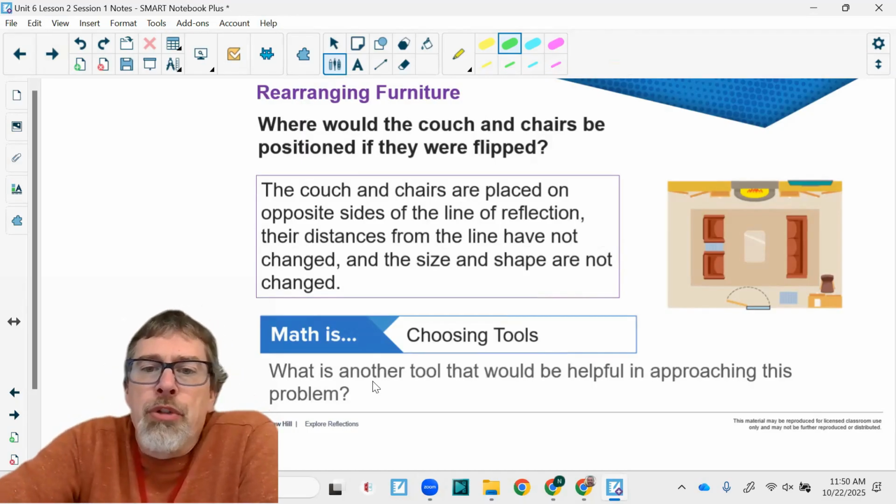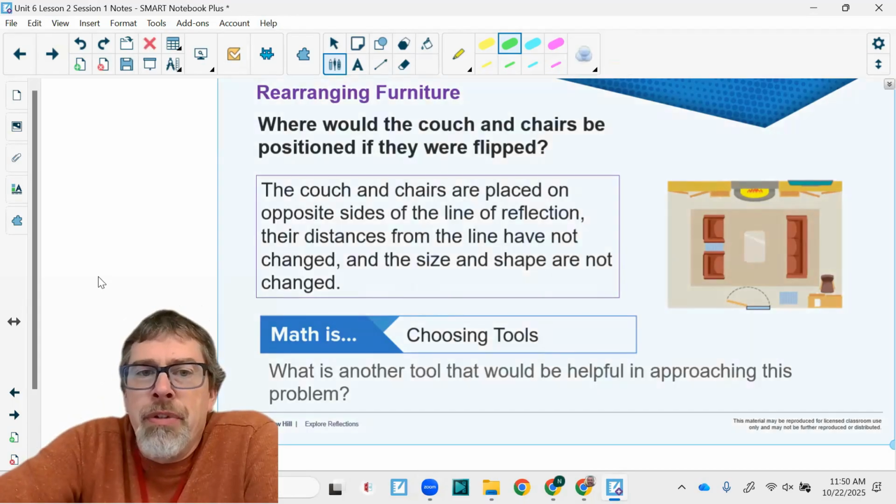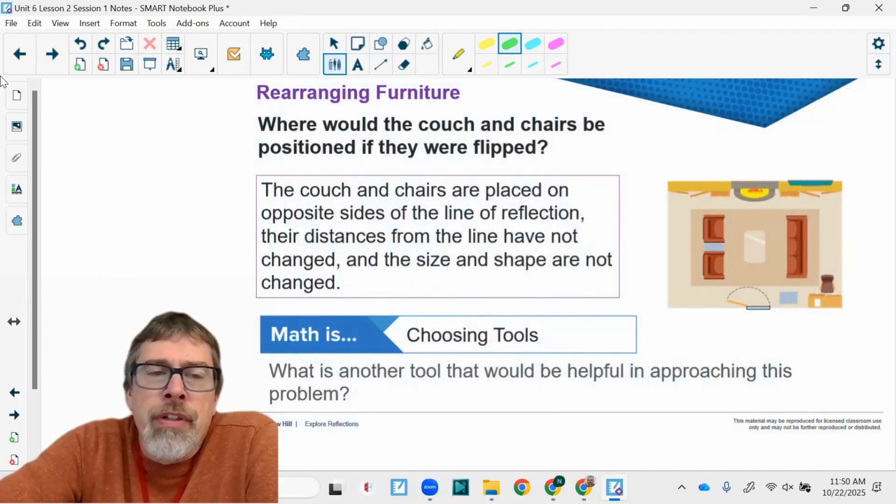What's another tool that would be helpful in approaching this problem? Well, we could put a dot in the center of the floor and do a rotation of the furniture, but that's another lesson altogether.